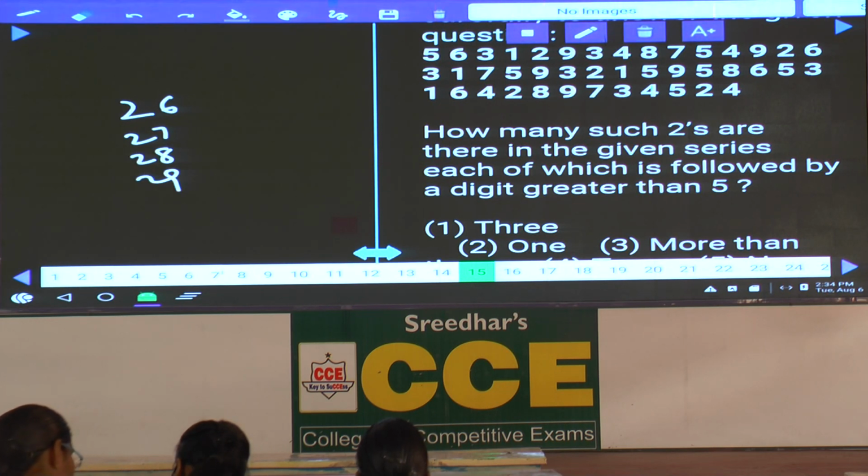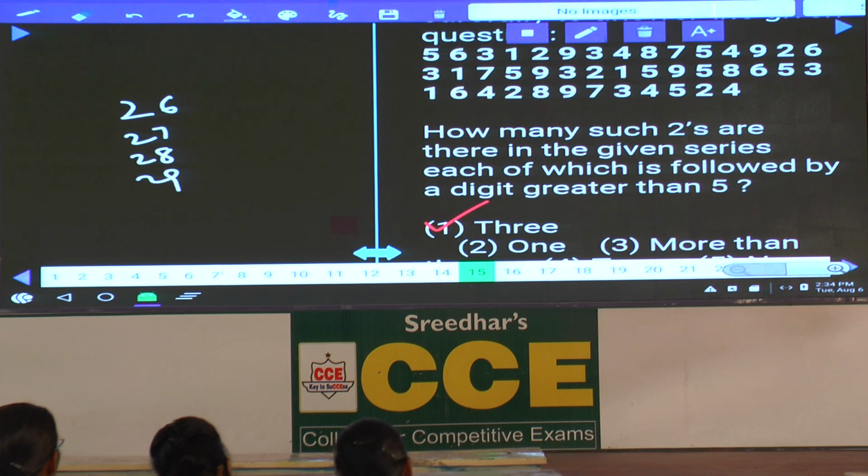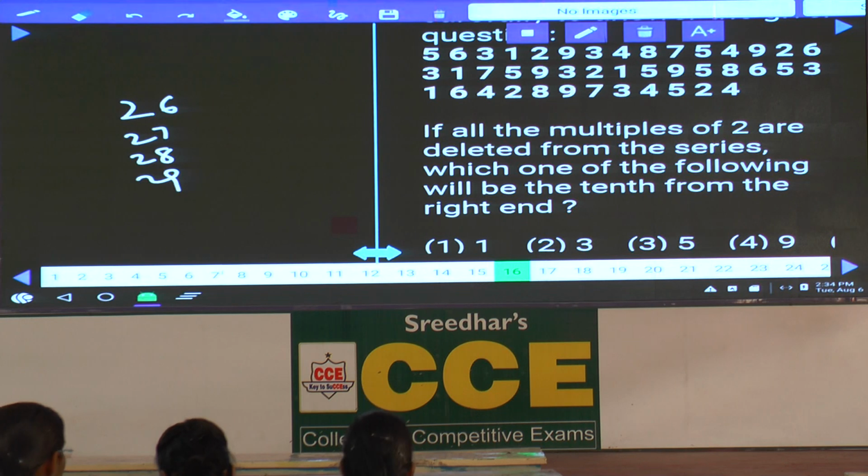Now in the sequence, 2 and 9, this is one case. Next one, this is 2 and 6. Next one, 2 and 1, these two cannot be taken. Next one, 2 and 8, and 2 and 4 cannot be taken. And so how many 2s are there? There are only 3 such 2s which are immediately followed by a digit greater than 5. Choice 1.